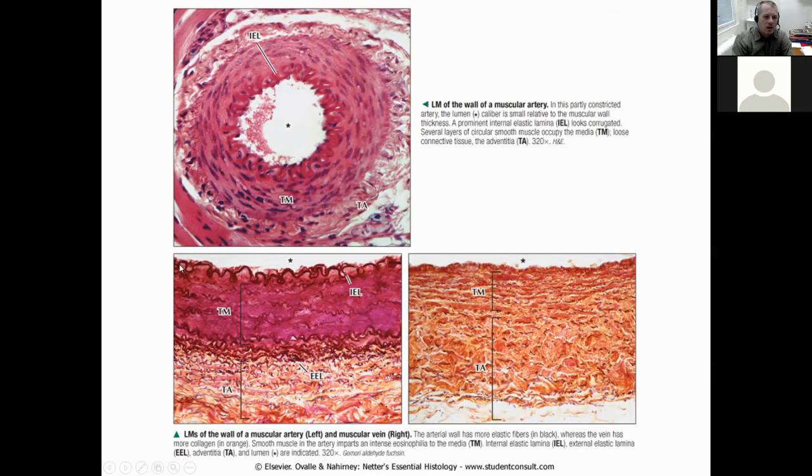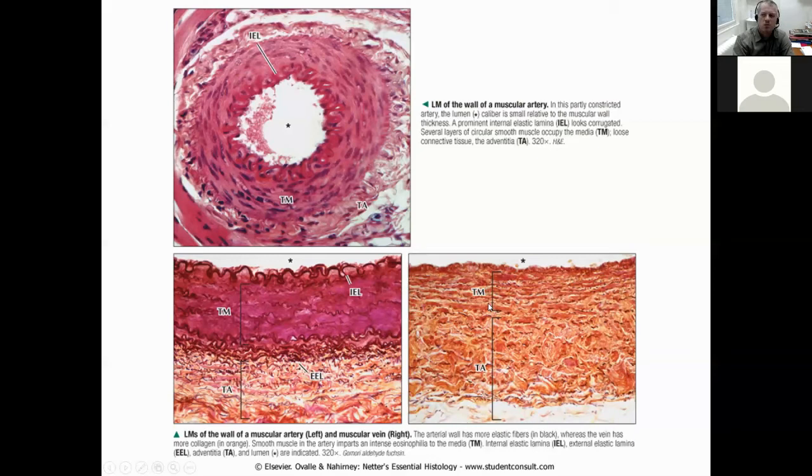The first and the last elastic laminae have special names: the internal elastic lamina on the border between intima and media, and the last one between the media and adventitia, the external elastic lamina. And although you can see some traces of elastin, these wavy membranes in the media, it's already a muscular artery, okay?